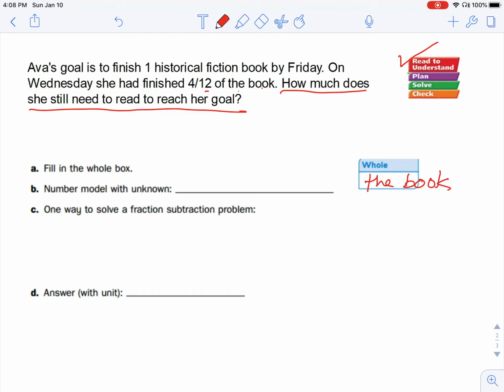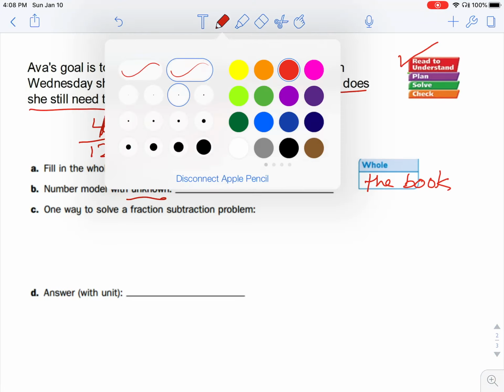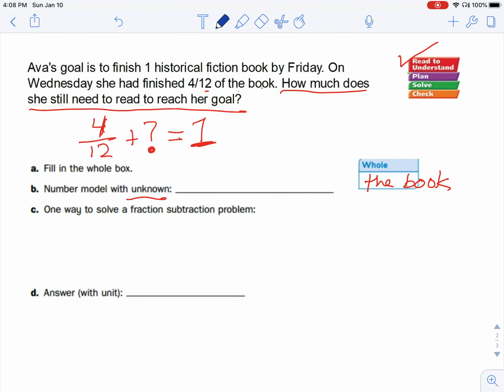A number model with unknown. Pause the video and see if you could come up with this. So I could think of 2 possible number models you might have come up with. Maybe you said 4/12 plus something would bring us to the whole book, right? One whole. Or perhaps you looked at it like this: 1 whole minus the 4/12 she already read is going to leave us with question mark, how much you still have to read.